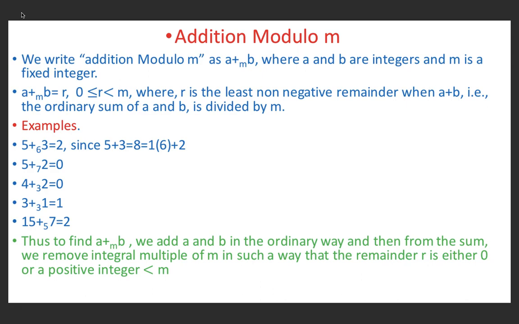Addition modulo 3 of 3 and 1 is 1, because when we add 3 and 1, we get 4, and when we divide 4 by 3, the remainder is 1. Addition modulo 5 of 15 and 7 is 2, because 15 plus 7 is 22, and when we divide 22 by 5, the remainder is 2. Thus, to find addition modulo m of a and b, we add a and b in the ordinary way, and then from the sum, we remove integral multiple of m in such a way that the remainder r is either 0 or a positive integer less than m.